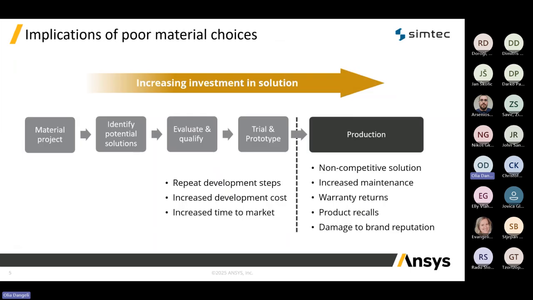So what happens when material data isn't properly managed? This diagram represents a typical project path from early design exploration to production. And as you move forward, the investment of time and money increases significantly. So if a poor material choice is made early on, the impact usually doesn't show up until testing or even production. However, by that point, as you already know, it's costly to fix. So you might need to rerun simulations or conduct new tests. And this, of course, leads to delays and higher costs.